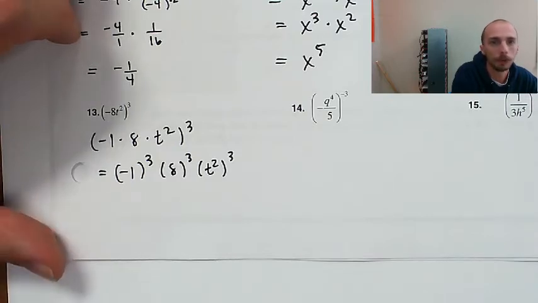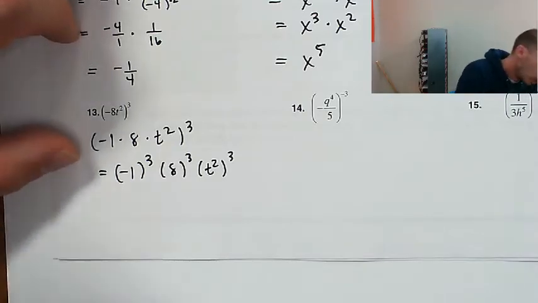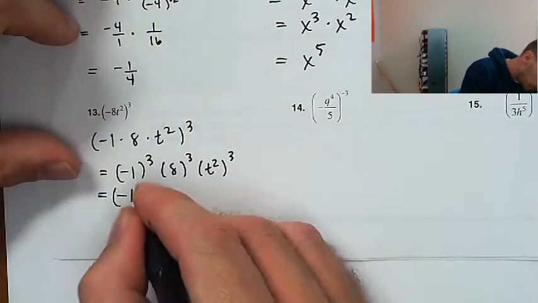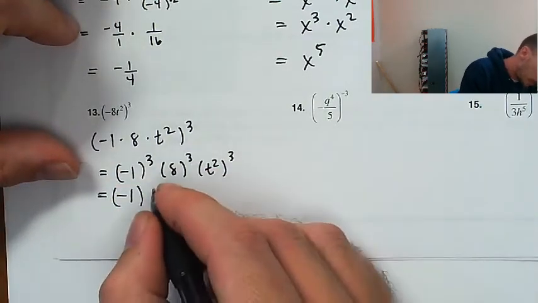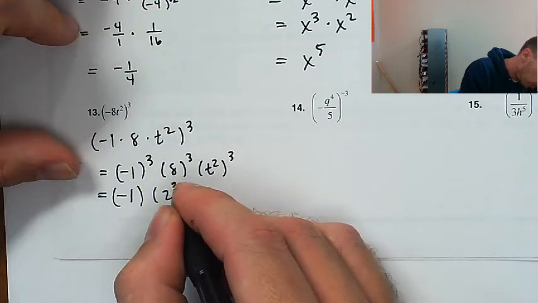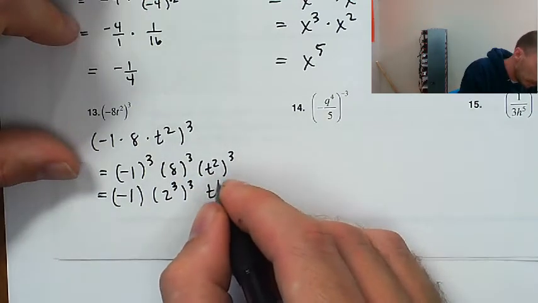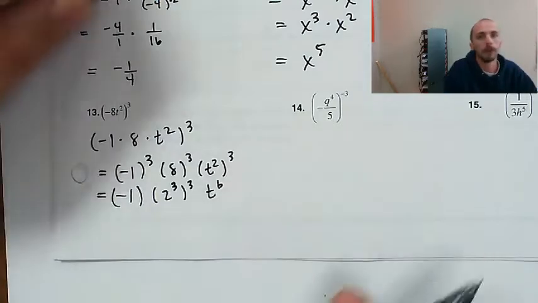Yeah, and I'll even show you how you could do this with the exponent rules that we already know. Okay, negative 1 to the 3rd is negative 1. Maybe let's do that. 8 to the 3rd, well, 8 is 2 to the 3 power. And we could say, okay, that's going to be 2 to the 9. Okay, and then this will be t to the 6th.